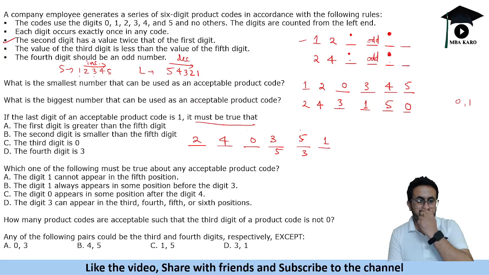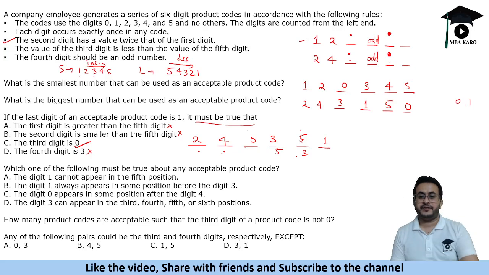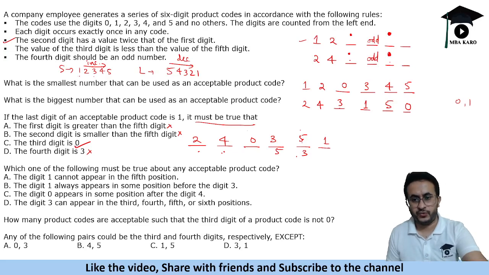So let us see the conditions. The first digit is greater than the fifth digit: false. The second digit is smaller than the fifth digit: can't say, because in one case it is smaller, in another case it is not. The third digit is 0: for sure correct. The fourth digit is 3: not necessarily true. So we have to find which of the statements is necessarily true. Only the third statement, that the third digit is 0, is true in all cases.